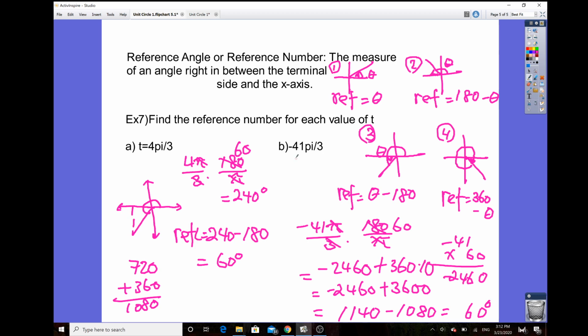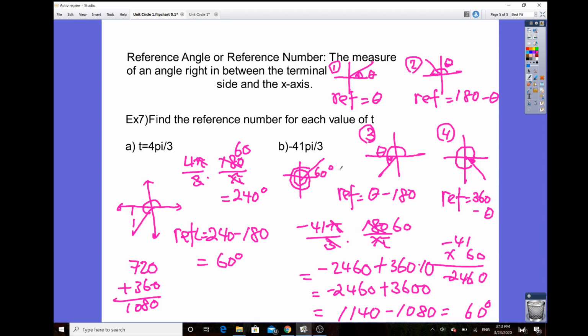So going back to the quadrant, many times, negative 41 pi over 3. Eventually this one just keeps spiraling like that. Eventually it's going back to this quadrant here. So that means the reference angle is 60 degrees.